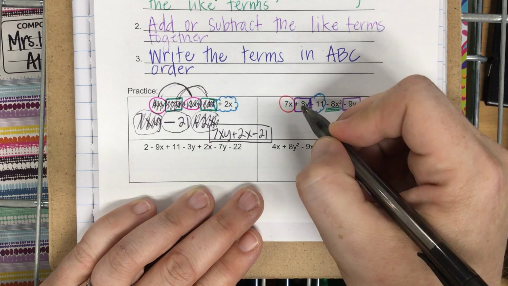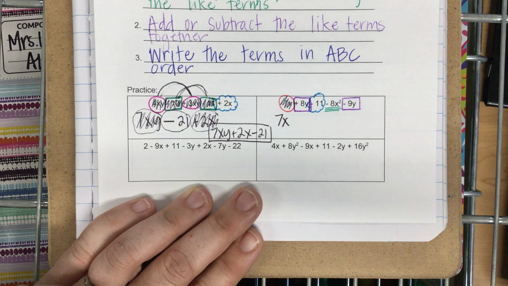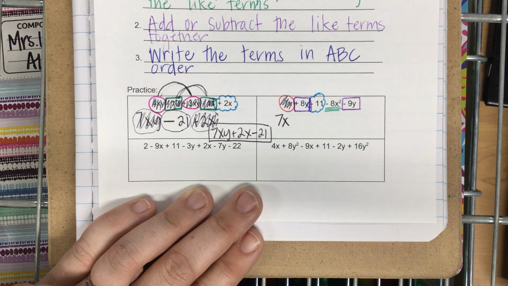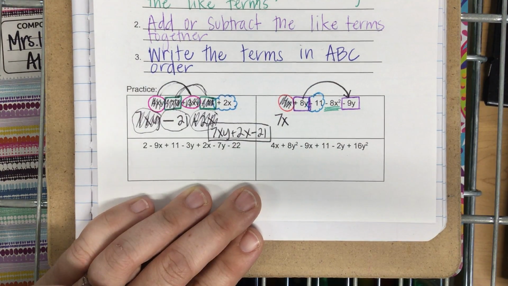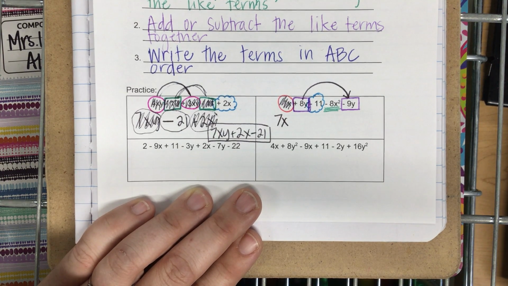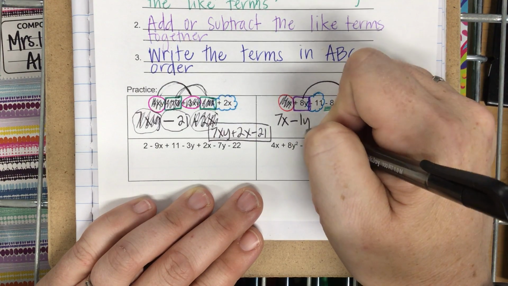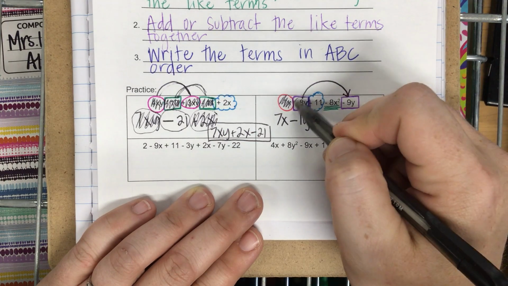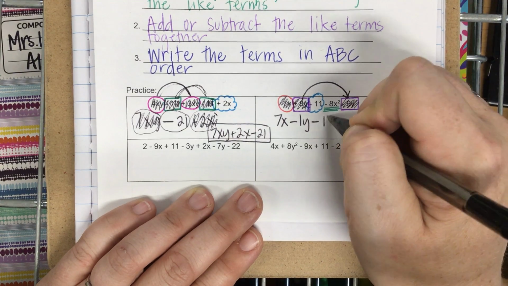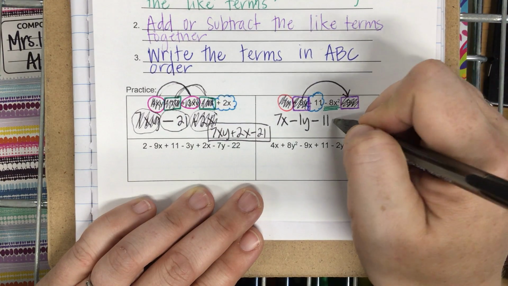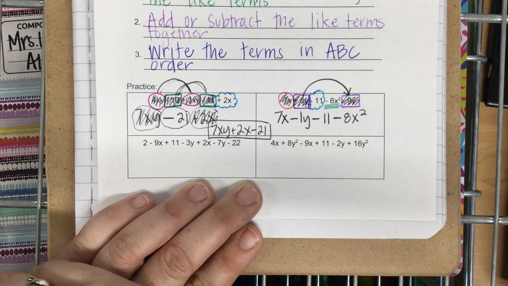All right, here we go. 7x doesn't have anybody to go with, so we just put it there. Then what? 8y minus 9y. What's 8 minus 9? Negative 1y. Then I have minus 11 and minus 8x squared. But I'm not in alphabetical order.